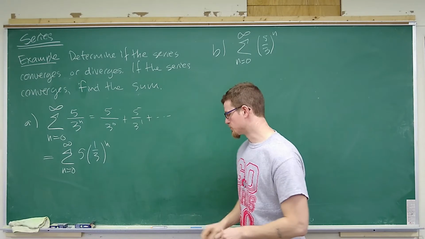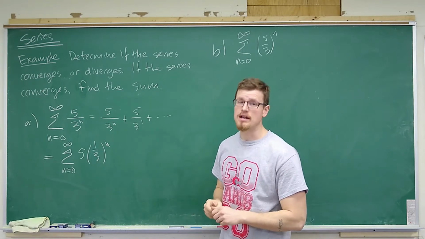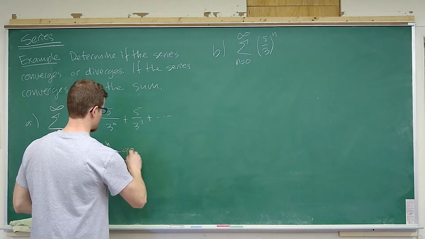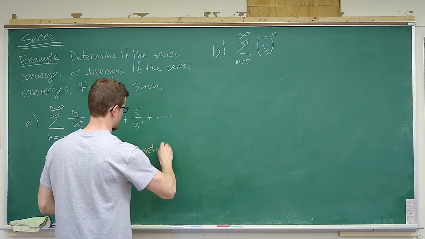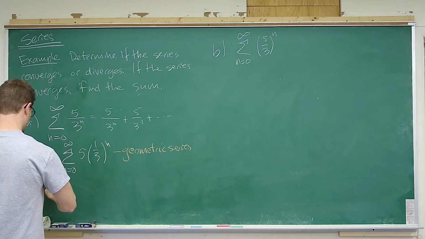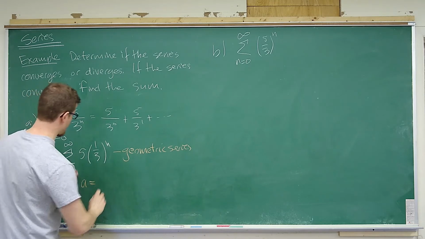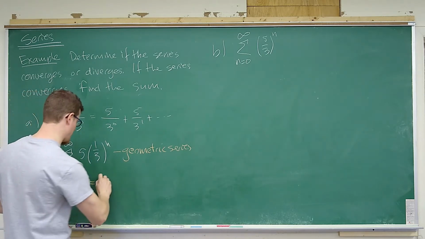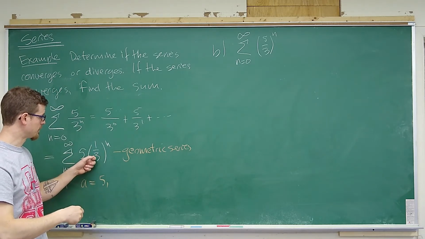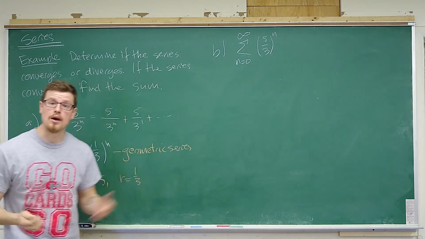Now, why do we want to observe that? Well, because this tells us that it is a geometric series with, let's see here, we have an a value. The value out front is 5, and the ratio is 1/3. R is 1/3, or the rate at which it's growing.